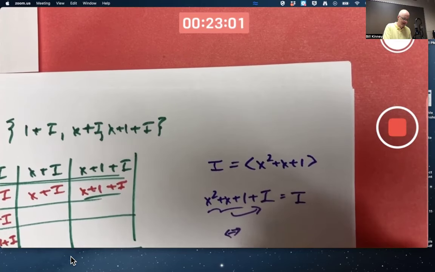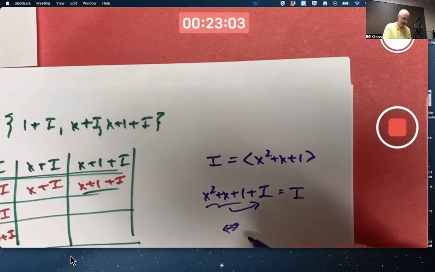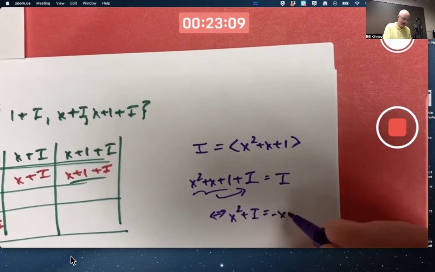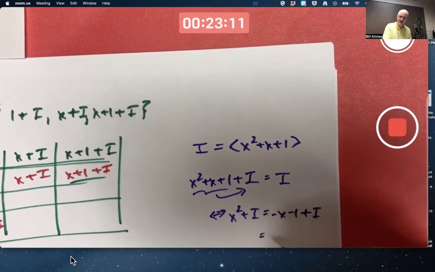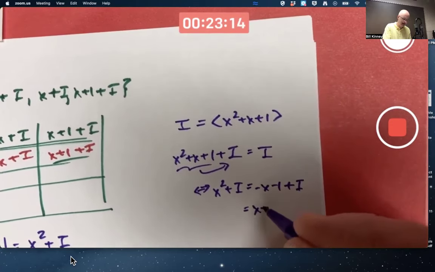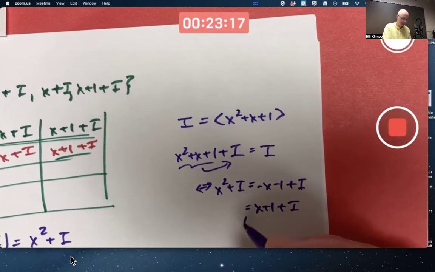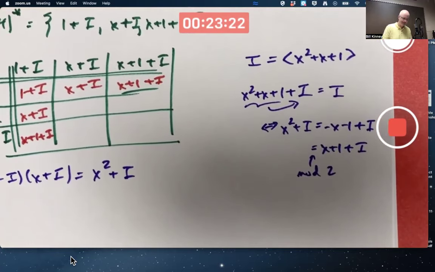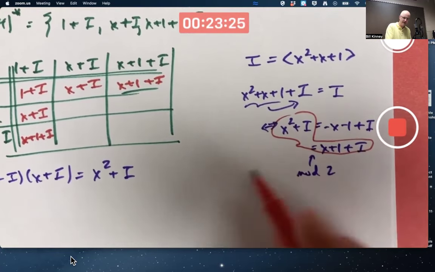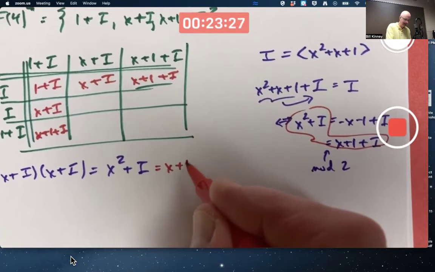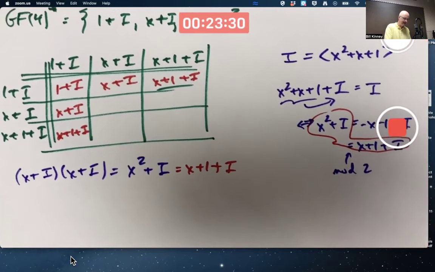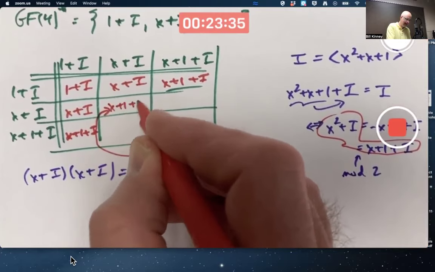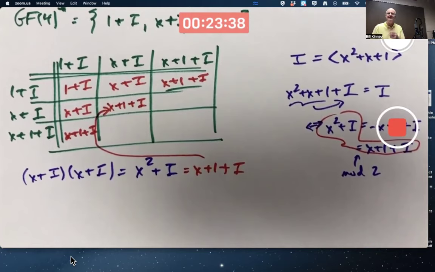And that's equivalent, if you subtract x and 1 from both sides, to x squared plus I being negative x minus 1 plus I, but the coefficients are modded by 2. That's the same as x plus 1 plus I, mod 2. Because of that, the equality there, that means we can simplify this to x plus 1 plus I. And that means that's what goes right here. As it has to be. We knew that ahead of time.